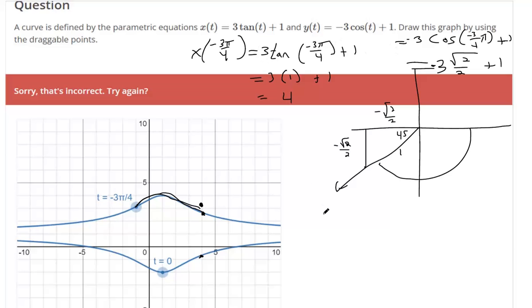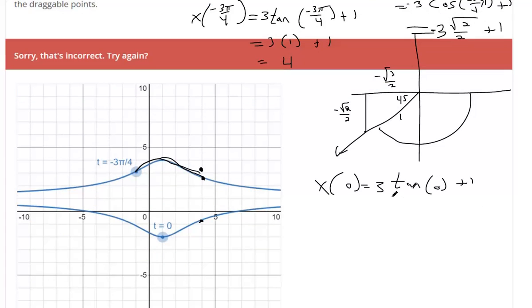We just have to plug that into both. T equals 0, we want to plug that into both as well. If I plug in 0 for t into the equation that spits out our x-coordinates, and you're not sure what tangent 0 is without a calculator, tangent is sine over cosine, right? So 0 degrees is right here. Sine is always the y-coordinate of your terminal side, and cosine is always the x-coordinate. So cosine is 1, sine is 0, so tangent of 0 is 0.